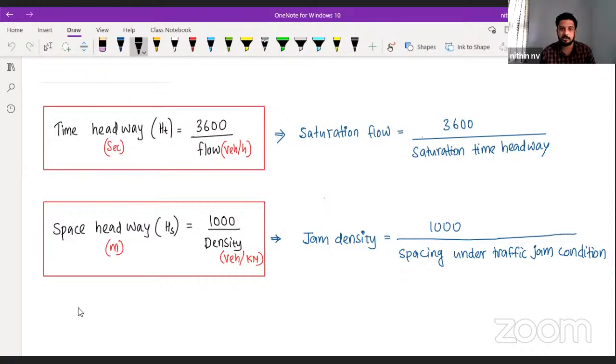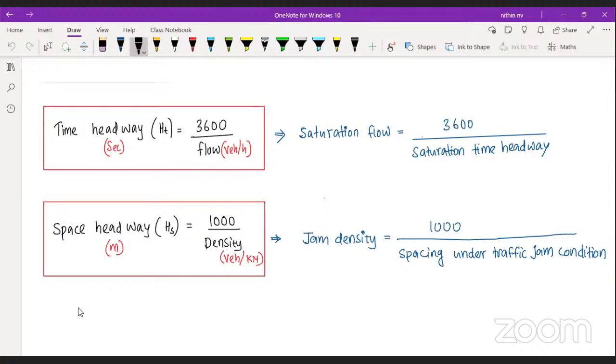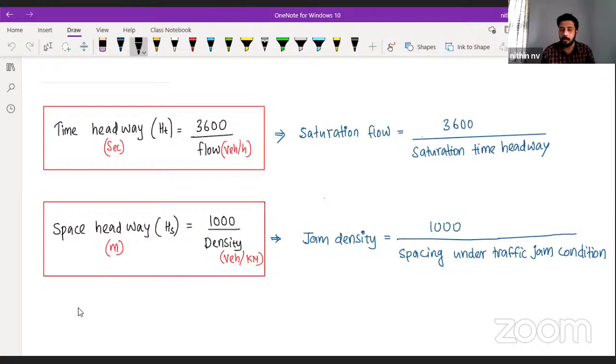Already previous GATE questions came. They will give you the time headway, they can ask you the flow. They can give the space headway, they can ask you the density. Very important. The units are very important. Flow should be in vehicles per hour. Density should be in vehicles per kilometer. Then only you can use these numerators. Very important.